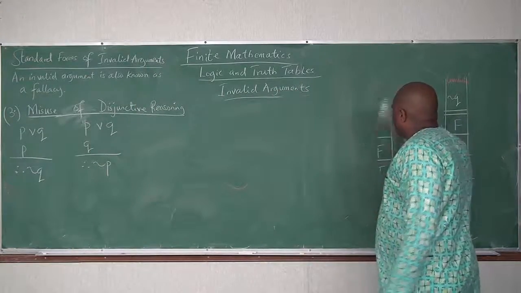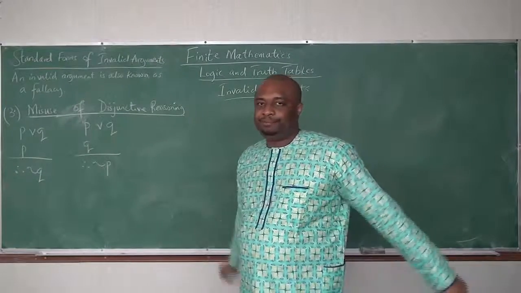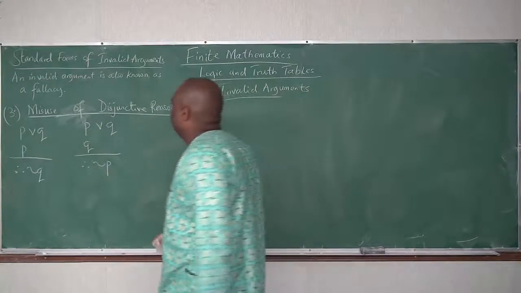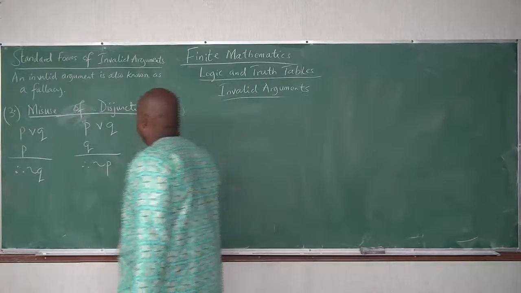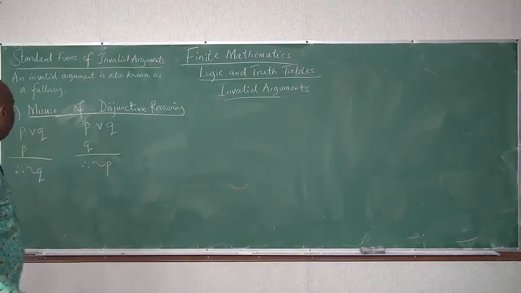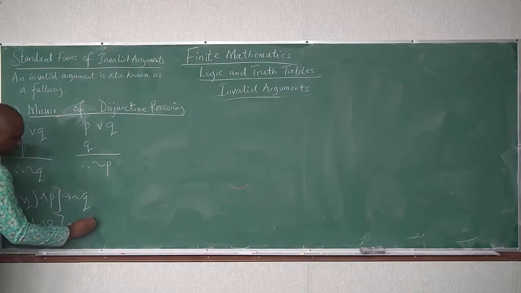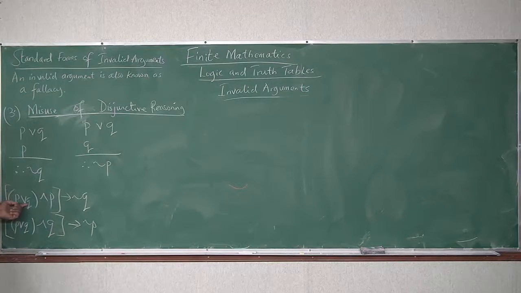Okay, so the next thing we have to do is to determine the invalidity. Let's determine the invalidity. So, for the first one, let's just do everything together. For this particular one, for the first method, premise 1 and premise 2 implies conclusion. For the first one, it is P or Q, and P implies not Q. For the second one, it is P or Q, and Q implies not P.